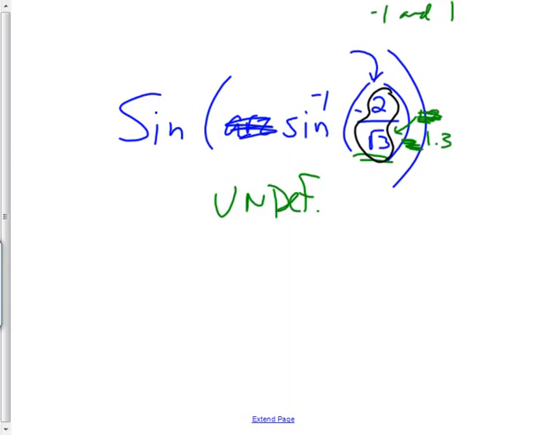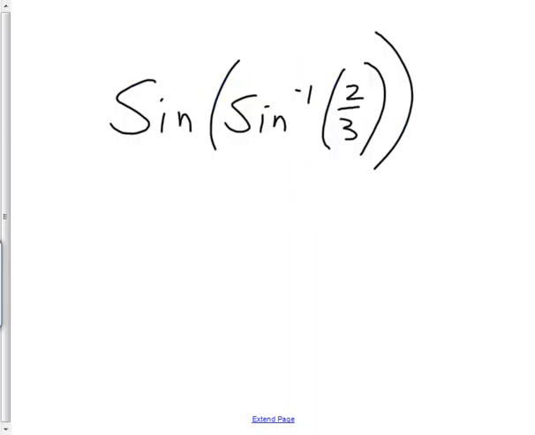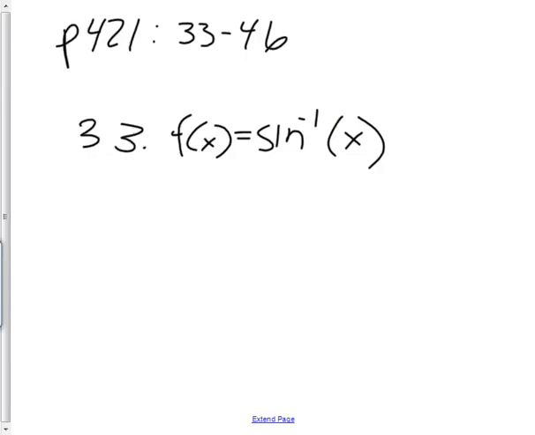I think we did that one before. Skip ahead a bit. Can I cancel those two inverse signs? Sine and inverse sine? Yes, because this is in the domain.